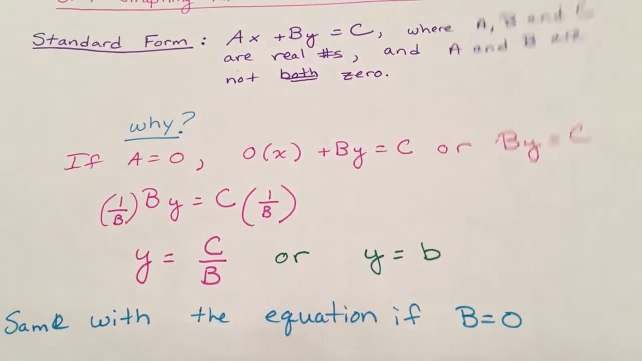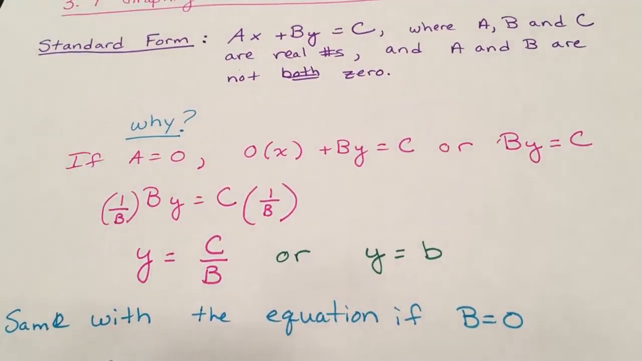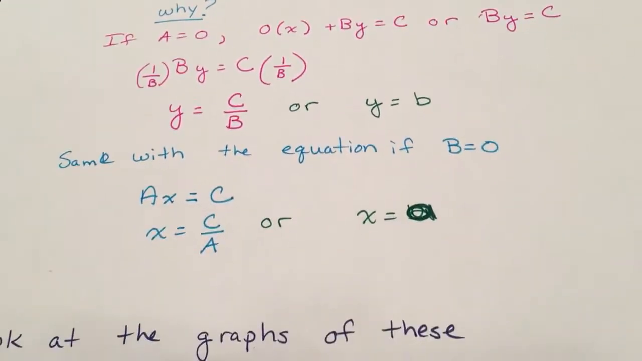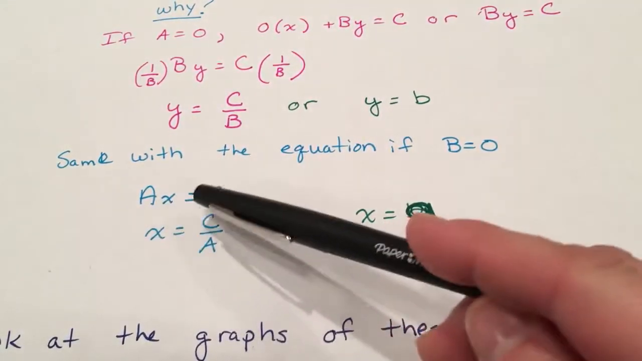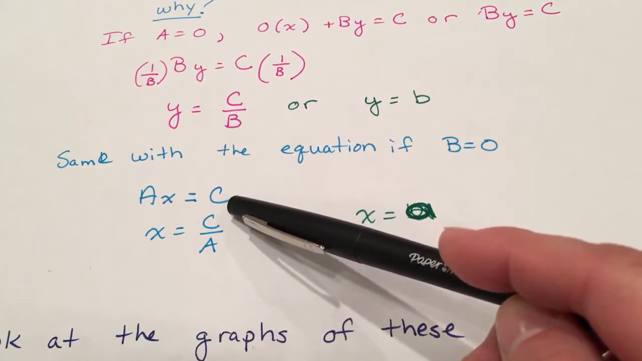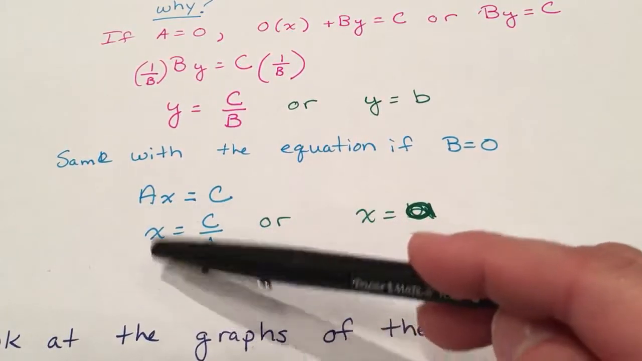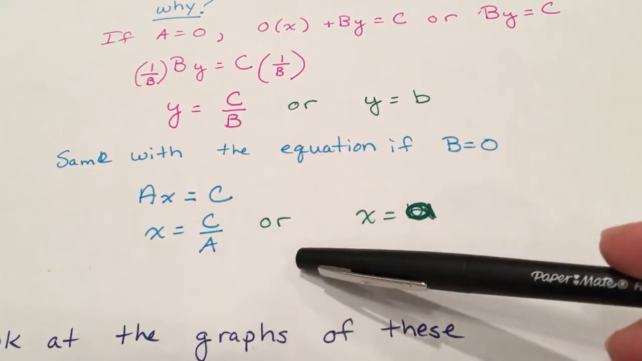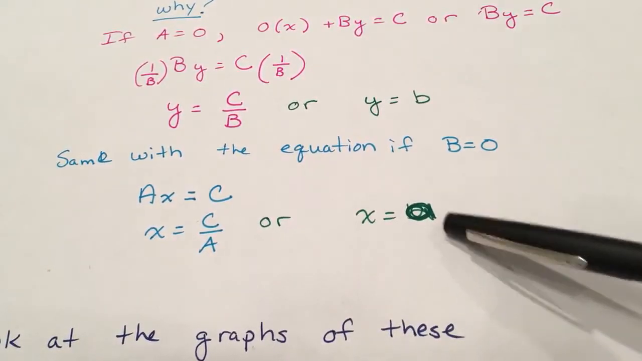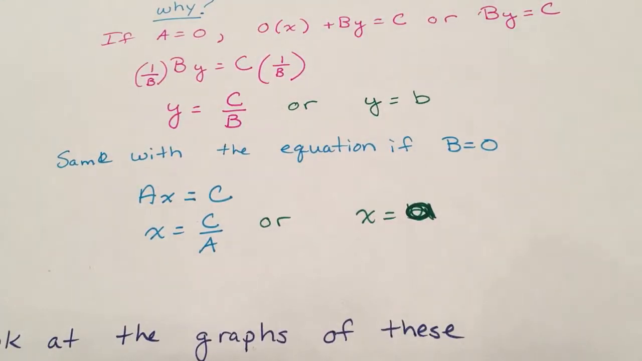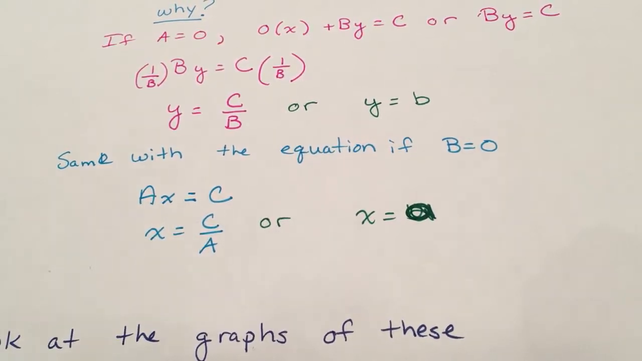Okay, and the same is true if we let b equal 0. If b is equal to 0 in this equation, then we will end up with ax equals c, right? Because the by disappears. Again, multiply both sides of the equation by 1 over a, we get x equals c over a, or in this case, x equals a little a, just some value. So again, this is going to make sense in a minute, but you can solve for just one letter by letting a equal 0 or b equal 0. So we're going to use this idea in order to graph these very quickly.